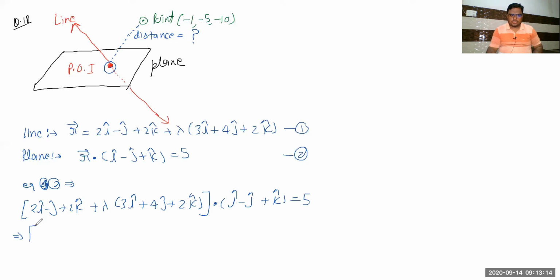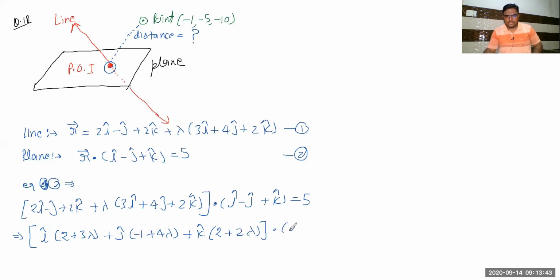This implies that square bracket. Let us write down i cap one time. The coefficient of i cap is 2 here and the coefficient of i cap is 3 lambda here. Then j cap, coefficient of j cap is minus 1 and coefficient of j cap from here is 4 lambda, plus k cap one time 2, plus 2 lambda dot i minus j plus k is equal to 5.